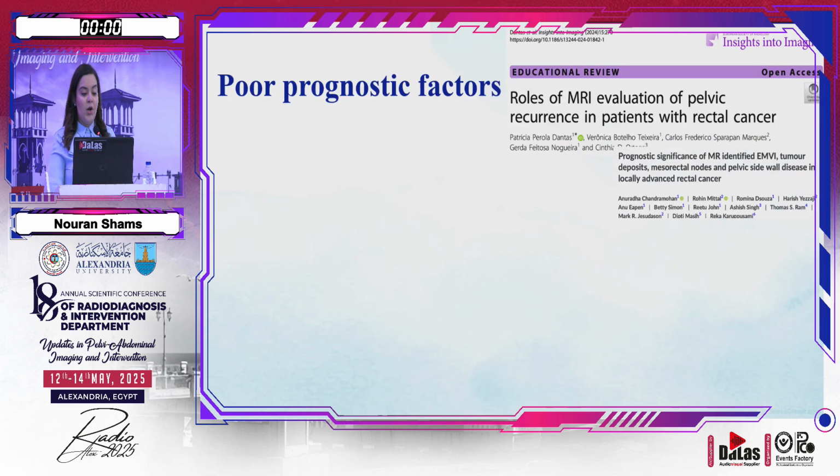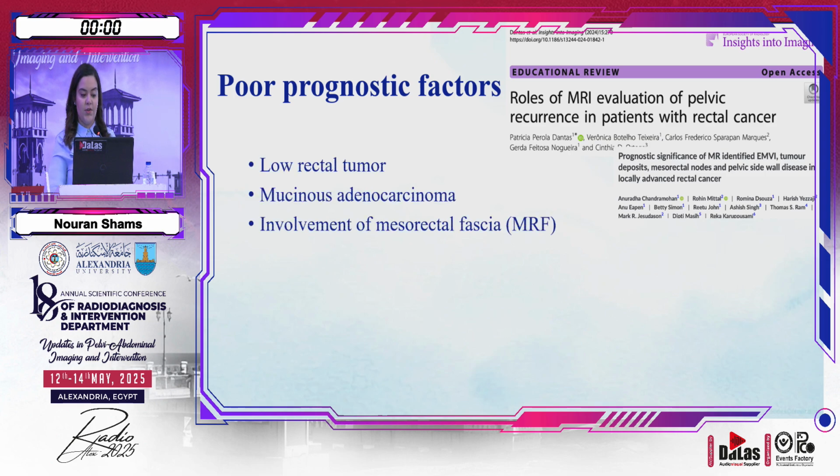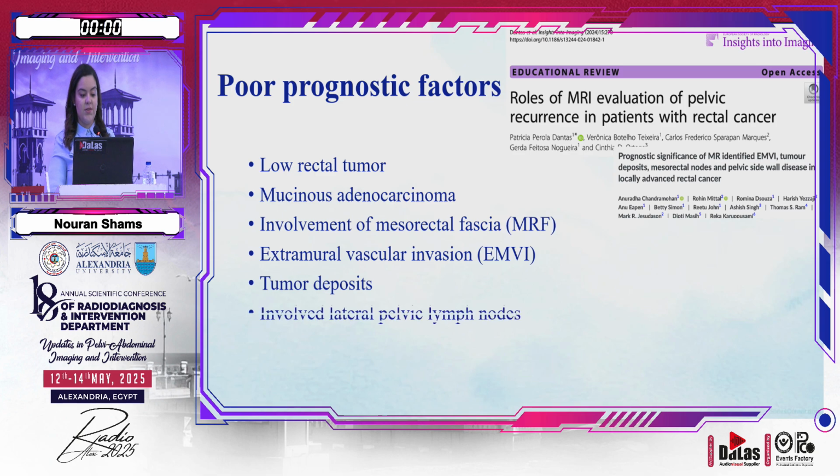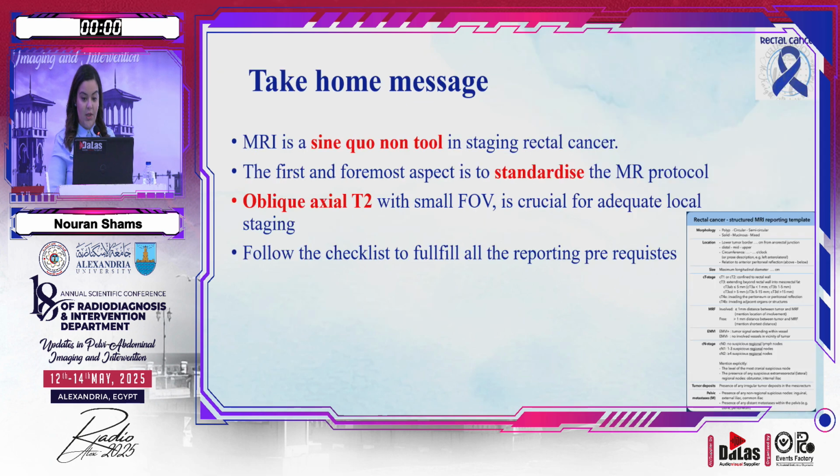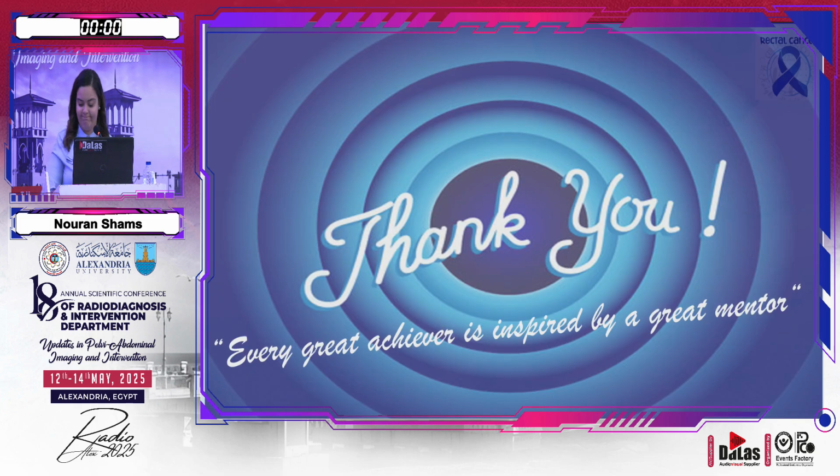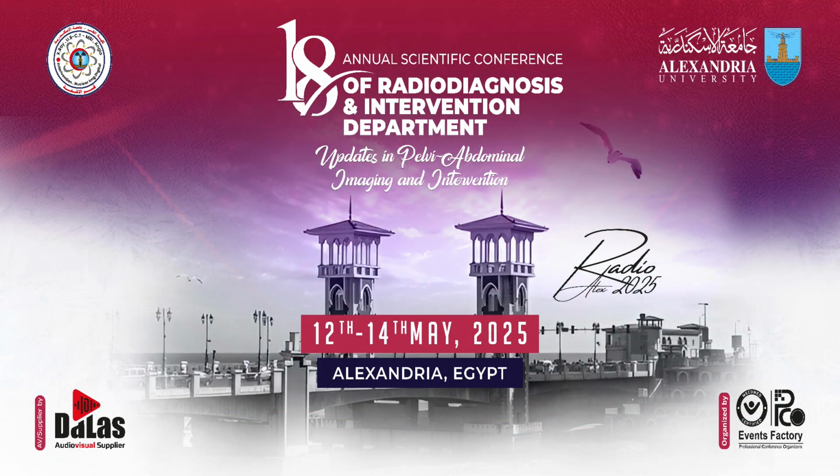Finally, MRI can help in detecting the poor prognostic factors in rectal cancer, such as low-lying tumors, mucinous adenocarcinoma, involvement of the mesorectal fascia, extramural vascular invasion, tumor deposits, and the presence of lateral pelvic lymph nodes. Finally, always remember, MRI is a sine qua non tool in the staging of rectal cancer. The first aspect is to standardize your protocol and follow a checklist to fulfill the reporting prerequisites.